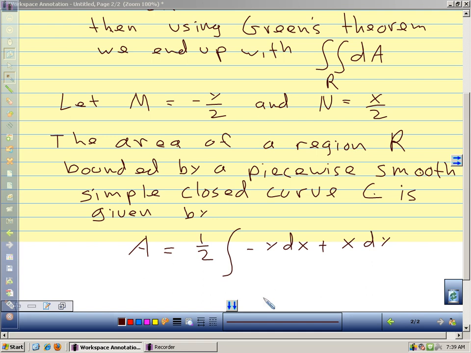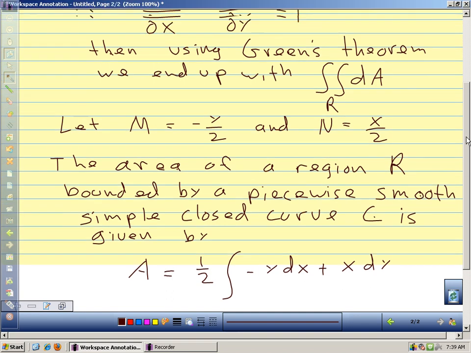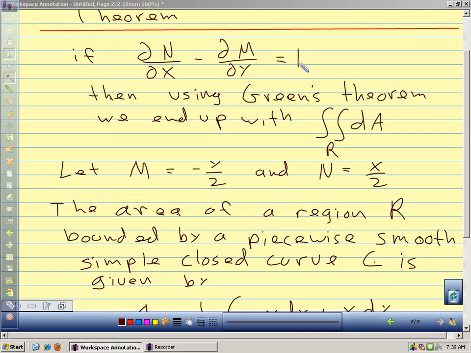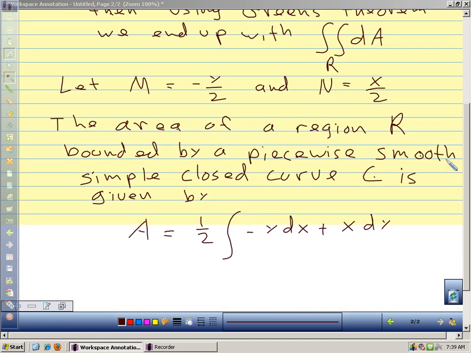So if we pick our M and N so that M is minus y and N is x, then when we take our partials to apply Green's theorem, in this case we end up with dN/dx minus dM/dy is 2. That's why we end up with this 1/2. If we pick our M and N this way, then we can find the area of a region by evaluating, and this should be C, by evaluating this, and I'll put my little circle here because it's a closed curve, by evaluating this line integral.